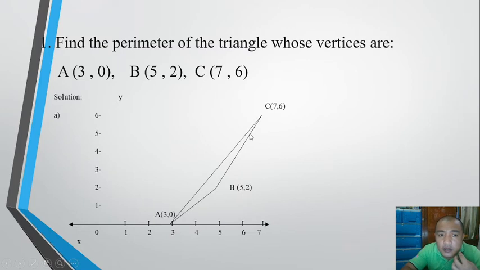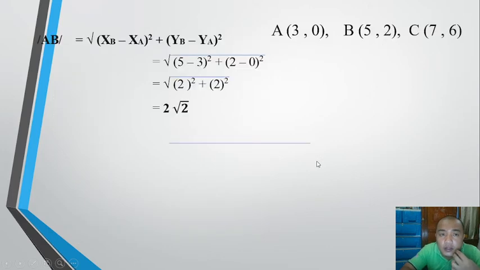So we have here the graph of the triangle. A is at (3, 0), B is at (5, 2), and C is at (7, 6). So to determine the perimeter of this triangle, we need to solve the length of AB, BC, and AC using the distance formula. Let's start with segment AB or line AB.